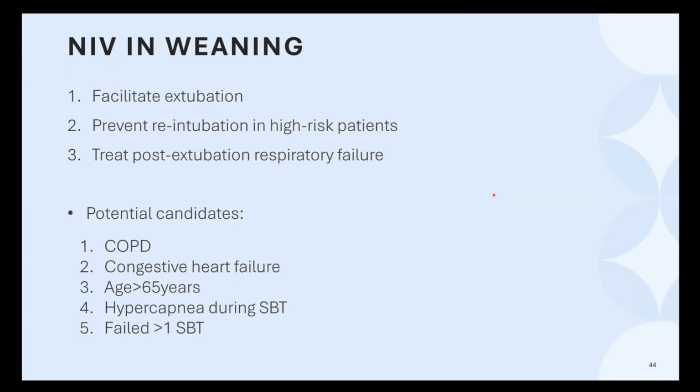Okay, so what's the role of NIV in weaning? NIV can facilitate extubation in borderline cases, can help you prevent reintubation in high-risk patients, and can help you to treat post-extubation respiratory failure. So you have extubated the patient already, but they are still in respiratory failure. You may not need to jump to reintubate them, you can put them on NIV. So those are the roles for NIV. And the potential candidates, those high-risk patients, as mentioned previously, are COPD, heart failure, age more than 65, hypercapnia during SBT, or they failed one SBT already. So those are the patients for NIV.